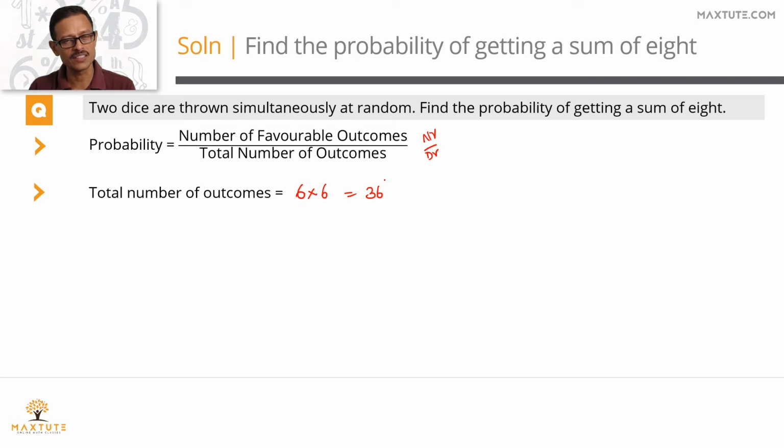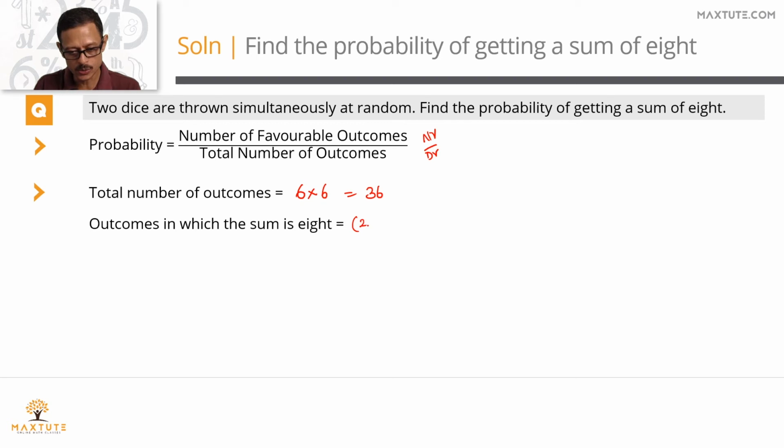So denominator is 36. We need to compute the favorable case. The favorable case is a case in which the sum of the digits that appear on the facing side of both these dice adds up to an 8. So what all possible outcomes can give us a sum of 8? The first die, if it throws a 1, the second one should throw a 7 for it to be an 8. But a 7 does not exist on a die. So the first die cannot be a 1. It could start only with a 2.